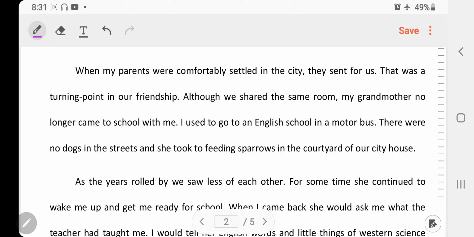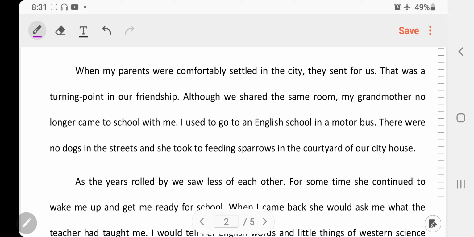There were no dogs in the streets, and she took to feeding sparrows in the courtyard of our city house. દાદીમાનું રૂટીન પણ બદલાઈ ગયું, બિકોઝ ગામડામાં શું થતું હતું, એને દરરોજ મંદિરે જવાનું છે, અને મંદિરને અજોઇનિંગ એ જ એની સ્કૂલ છે, રાઈટ. બટ હિયર ઇટ ઇઝ નોટ સો. The temple is not the same place of the school. Temple is a different thing here in city. School is a different thing here in city.